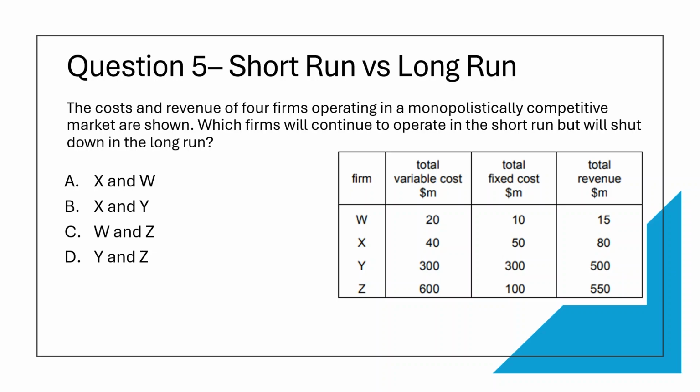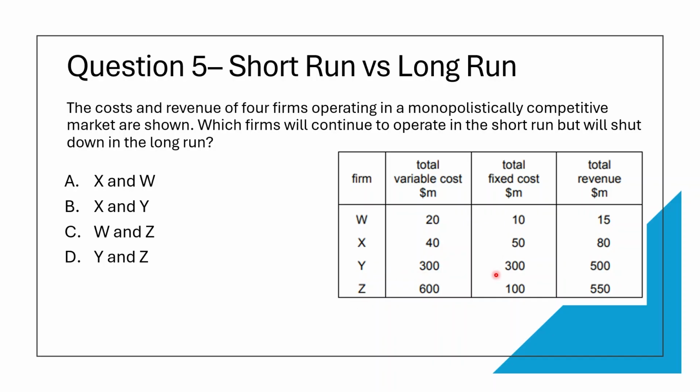Also, the question asks us to look at whether they will shut down in the long run. Now, in the long run, the firms may shut down if they are not able to cover their total cost. So we need to check if these 2 firms can cover total costs. How do we get total cost? First, we add TVC and TFC and then check if the revenue is greater than TC. For firm X, total variable cost is 40 and fixed cost is 50, so total cost is 90. Total revenue is less than total cost.